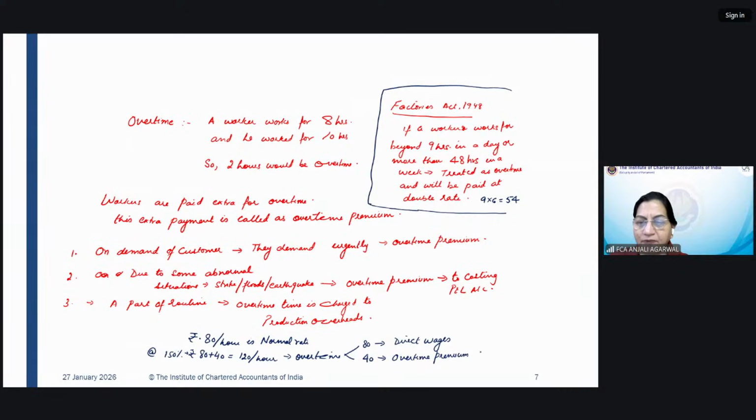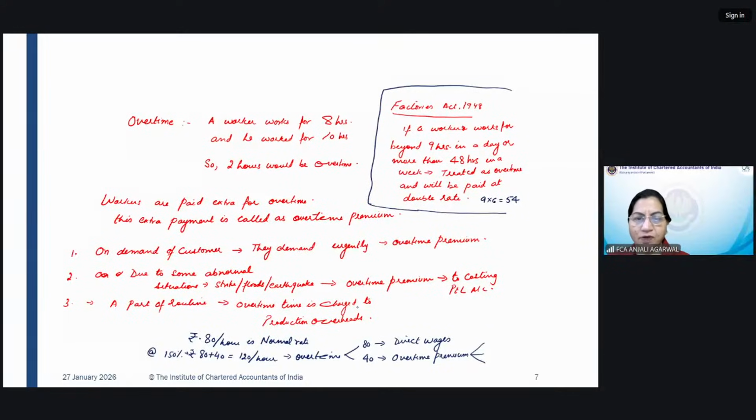Now this overtime premium will further go as direct wages if it is on the request of the customer; it will be charged to the customer. If it is because of some abnormal reasons, this 40 will go to the costing P&L account as abnormal loss. And if it is a normal overtime, but not at the request of the customer, then this 40 rupees will be treated as production overheads.